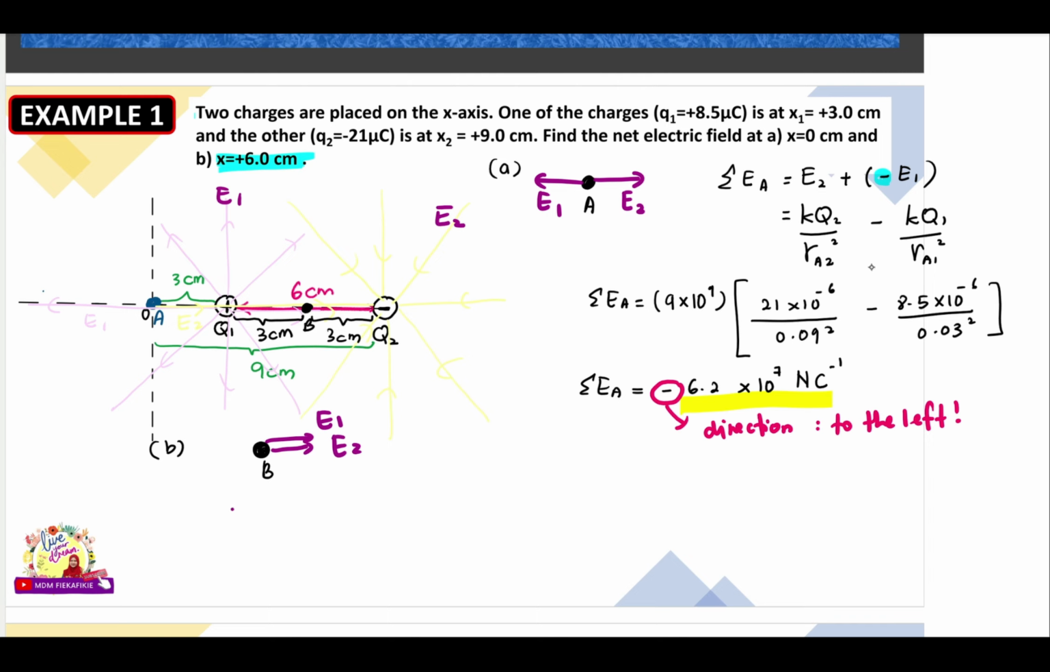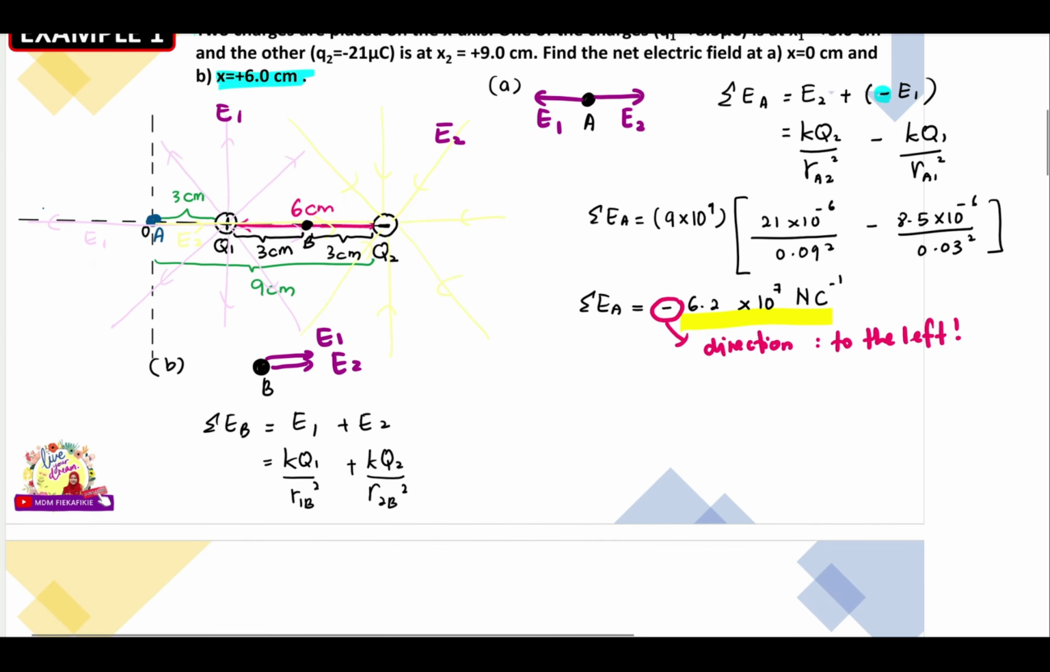Okay, saya tulis dulu total electric field at point B. Total electric field at point B is equal to electric field 1 plus 2, sebab ada dua charge saja. Both are in positive X direction. So positive KQ1 over R1B squared plus KQ2 over R2B squared. Okay, so jarak R tu kena betul. R1B, saya dah kata tadi, point B dengan charge 1 3 cm, point B dengan charge 2 pun 3 cm. So we can just substitute all the values.